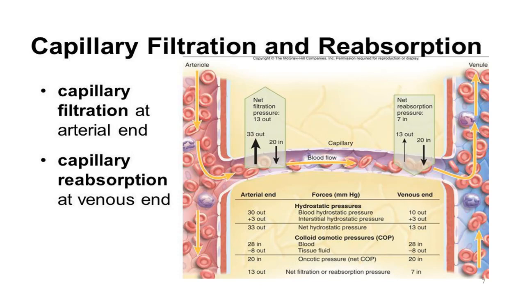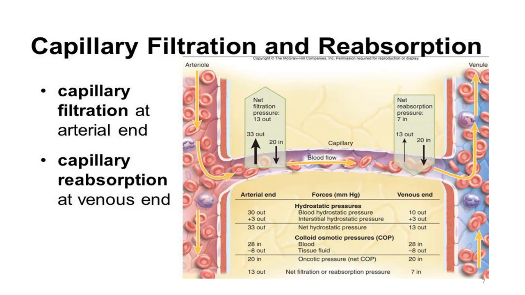In the capillary we have two pressures. One of them is hydrostatic pressure, and the other one is colloid osmotic pressure. So we have two spaces. One space is the interstitial fluid, in the yellow part of this figure. Interstitial fluid has both hydrostatic pressure and colloid osmotic pressure, and the blood inside the capillary has the two pressures too, the hydrostatic pressure and colloid osmotic pressure.